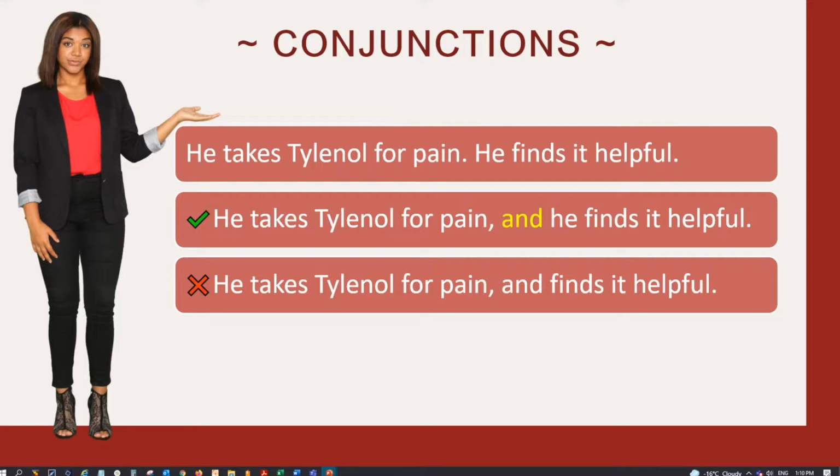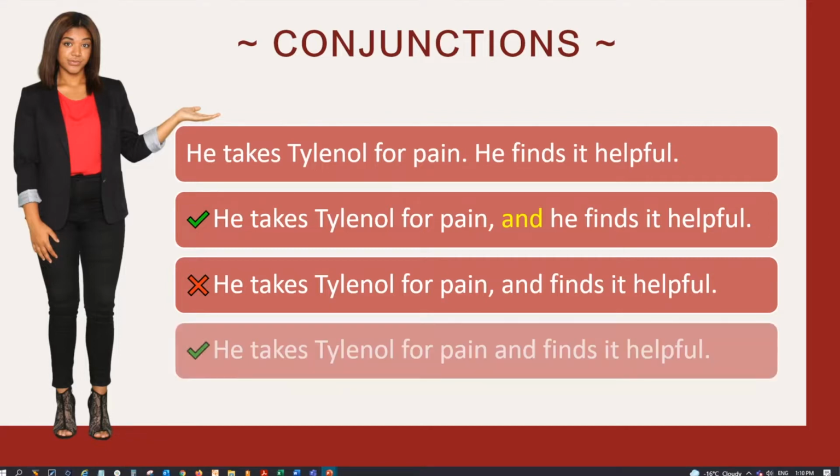So in that case, "and" is not joining two complete sentences together. So it's not acting as a conjunction word in that case. So you don't place a comma before it. It's actually just acting like a joining word. We're telling you two things about this gentleman in this case. He takes Tylenol for pain and he finds it helpful. So because "and" doesn't have that complete sentence before and after it, you don't place a comma before "and."